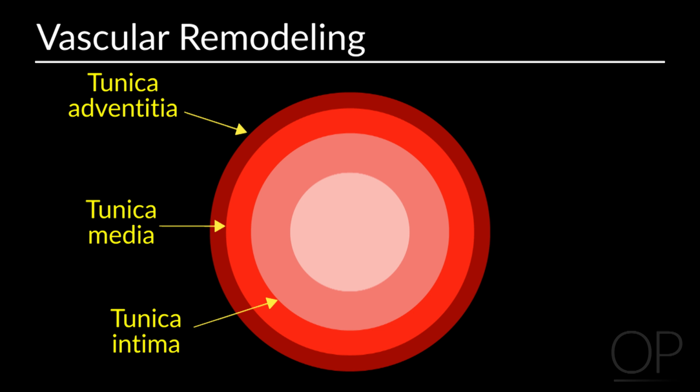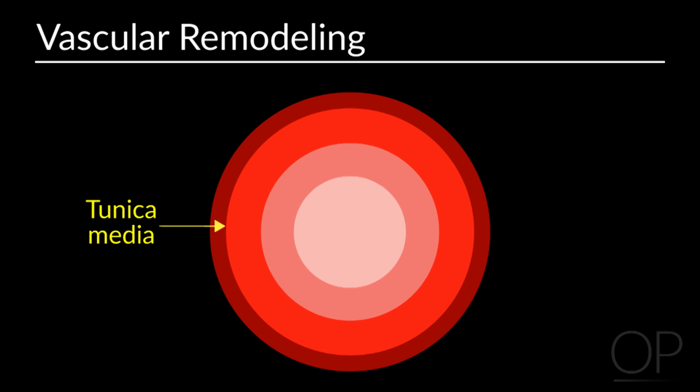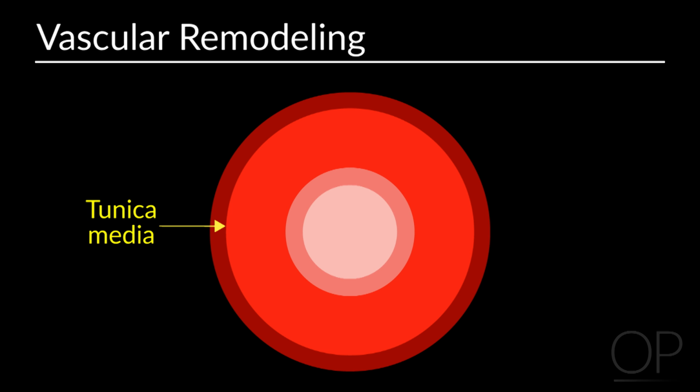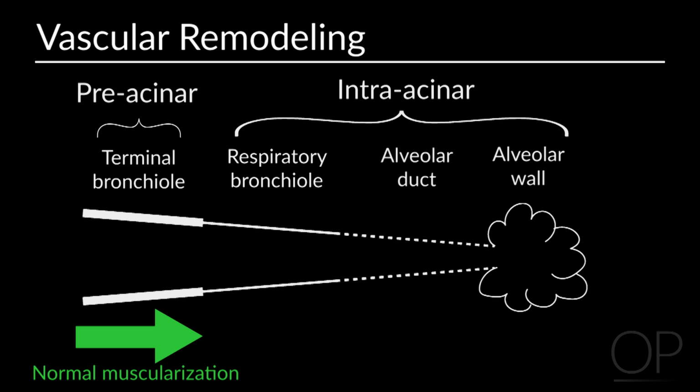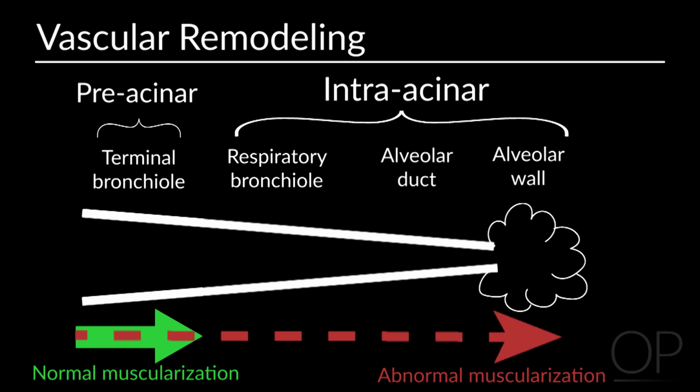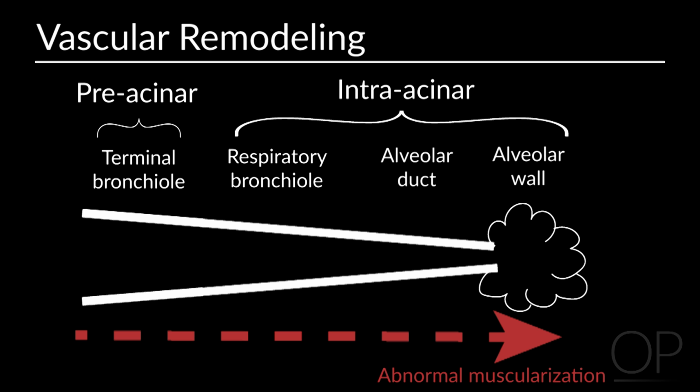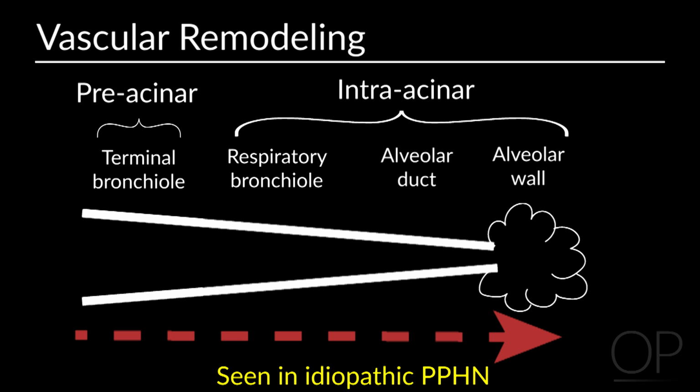All these conditions share a certain amount of vascular remodeling, with an increase in thickness of the medial layer of the pulmonary vessels and an extension of the muscularization at the intraacinar level. This is the case of idiopathic PPHN, where the substrate of pulmonary hypertension is related to vascular anomalies, and it has also been described in congenital diaphragmatic hernia.